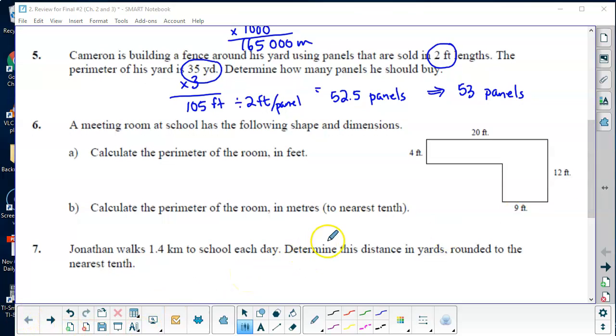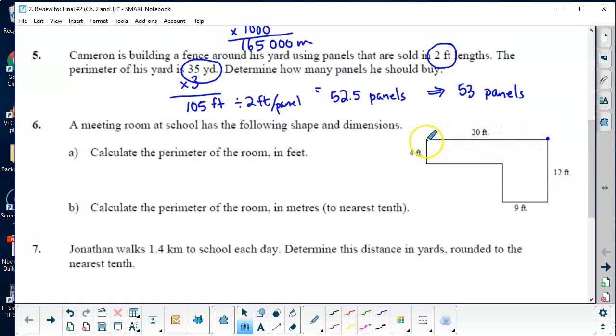A meeting room at school has the following shape and dimensions. Calculate the perimeter of the room. So take a look. Perimeter, remember, means adding up all the sides, but there's some sides that aren't labeled here, so we can't forget about them. Think about walking around the whole thing.